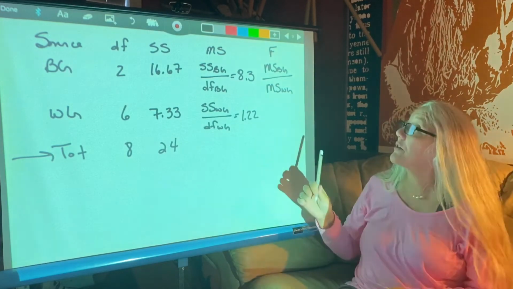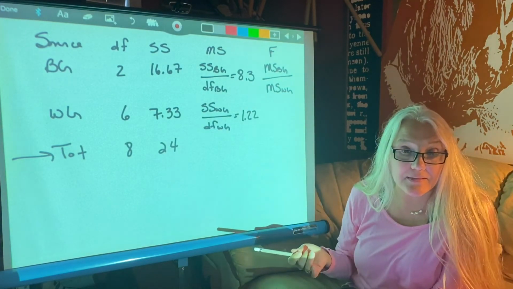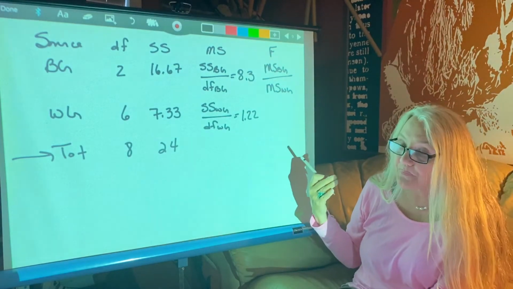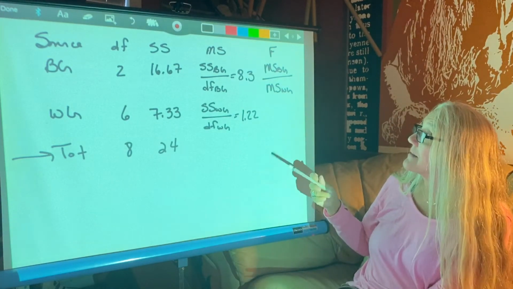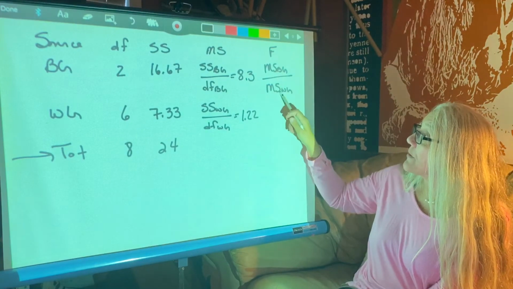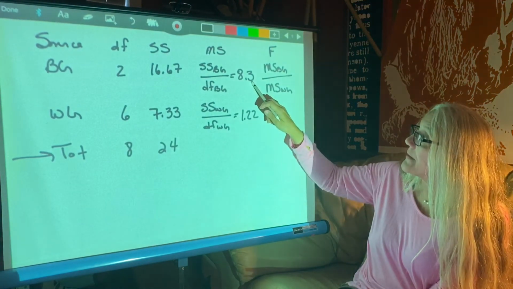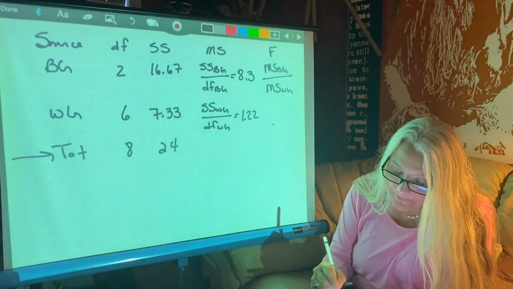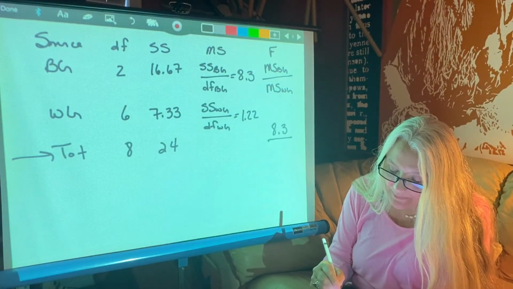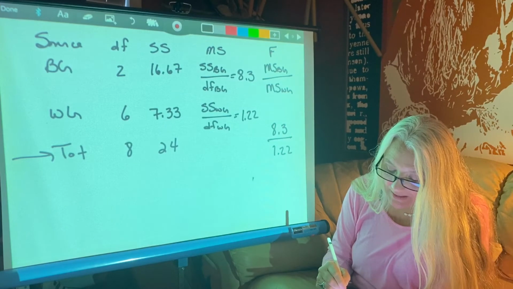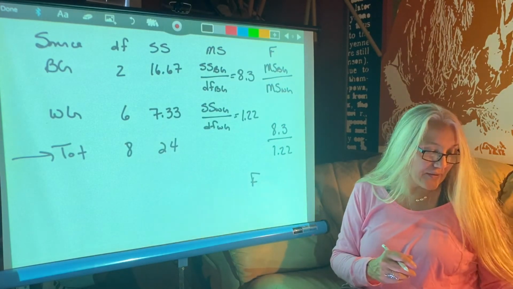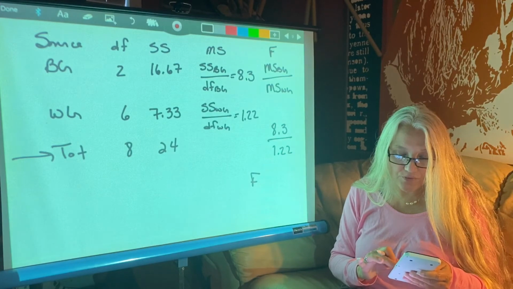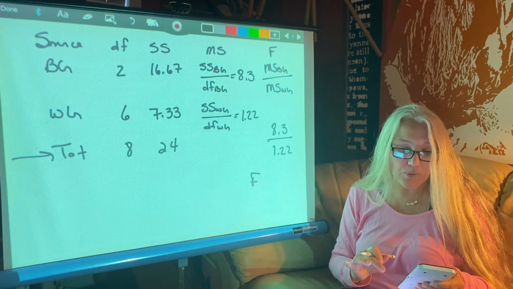F is a ratio of mean squares, a ratio of variances. That's why it's called analysis of variance. We're analyzing variances. So F is the mean square between groups, that 8.3, divided by the mean square within groups, that 1.22. So we go 8.3 divided by 1.22, and F is equal to 6.80.